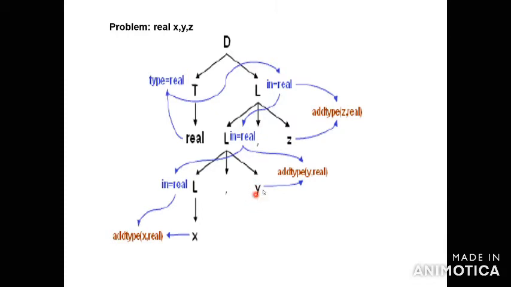Then comma. What is the identifier here? This identifier x is already declared. Then what is the next identifier? This id will indicate y. Then comma. Then the next identifier, what is the identifier here? z. Now you can check the diagram: real of x, y, z. So this is for the given problem.